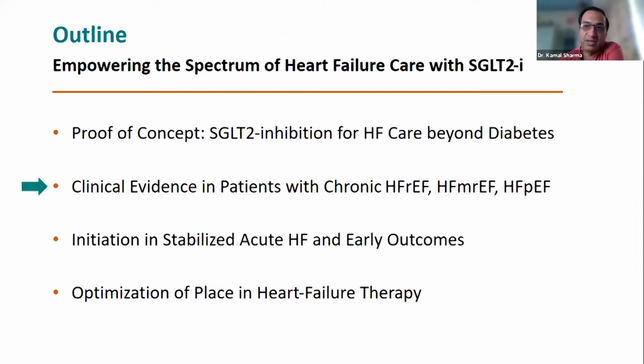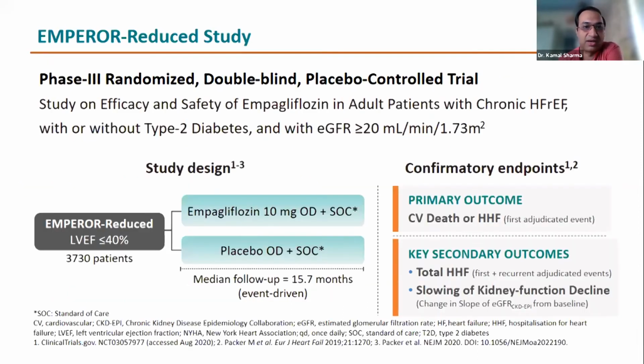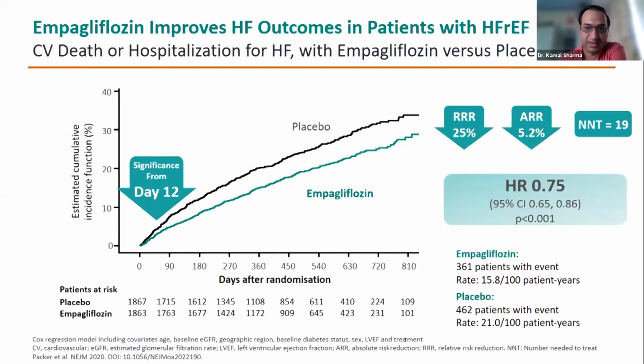I'm going to take you through the whole spectrum of heart failure, and also look at acute heart failure. We all know about EMPEROR-Reduced, one of the most important trials, which looked at reduced ejection fraction outcomes in patients with empagliflozin versus standard care therapy, and it resulted in a 25% relative risk reduction with the first day of significance achieved within 12 days. I don't see any other therapy, including therapies like CRT, that can give you results as early as 12 days in patients with chronic heart failure.